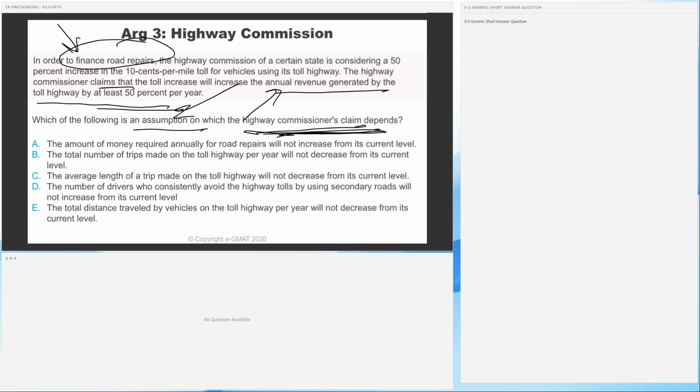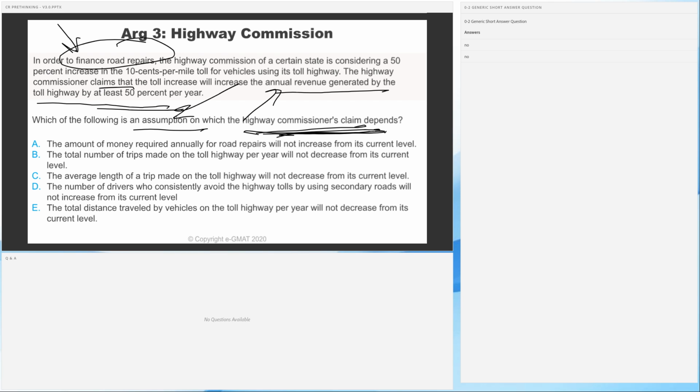Is the highway commissioner saying that I'm going to get enough money to be able to do all the road repairs? Is that what they're saying in the argument? No, they're not saying that. Maybe this toll increase is only supposed to generate half the money needed for road repairs. Maybe the other half is going to come from the government.